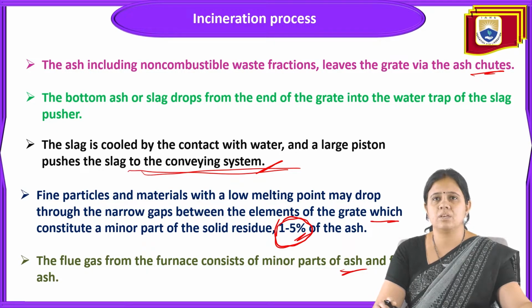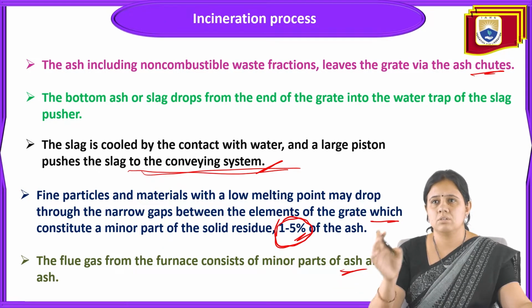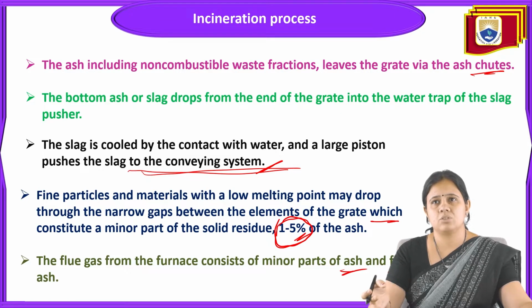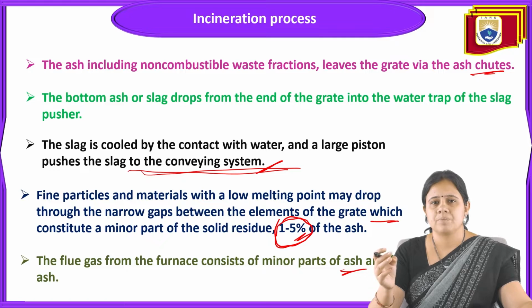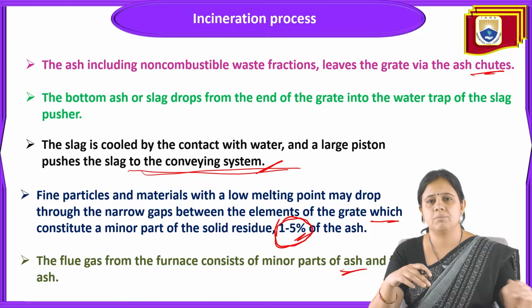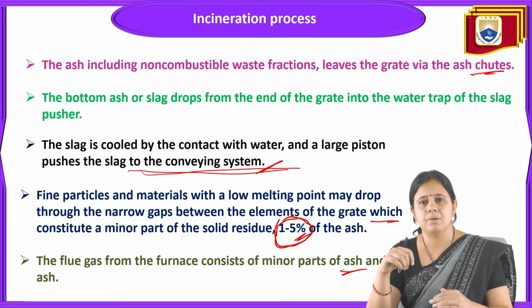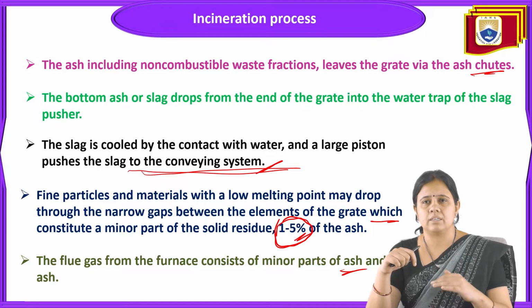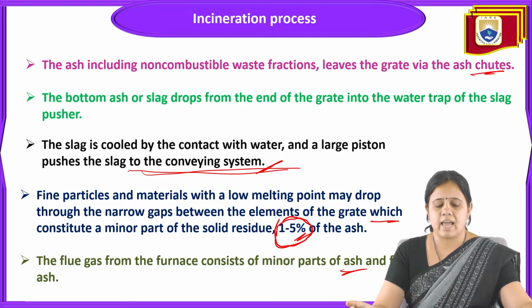The ash, including the non-combustible waste fraction, leaves via the ash chutes. Those which are non-combustible remain and pass through the ash tubes. And the bottom ash or slag is deposited at the bottom, at the drop down center, and from the end of the grate into the water trap of the slag pusher.